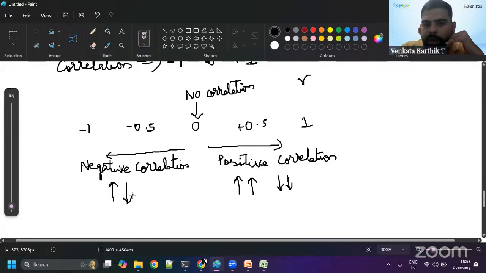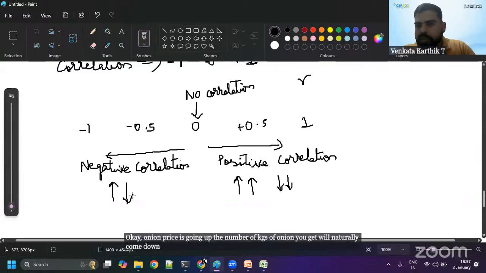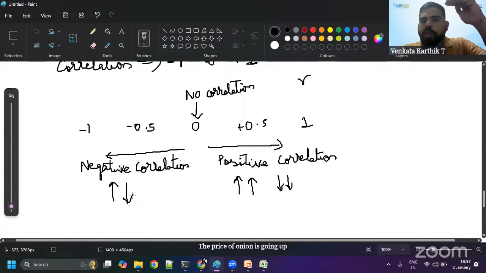Okay, onion price is going up. The number of kgs of onion you get will naturally come down. Do you see here now what is happening? The price of onion is going up. The number of kgs of onion you can buy is coming down.